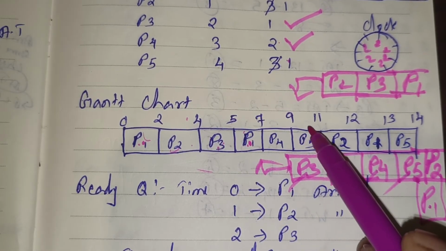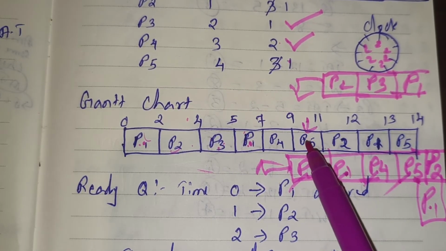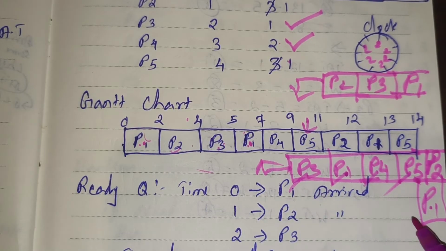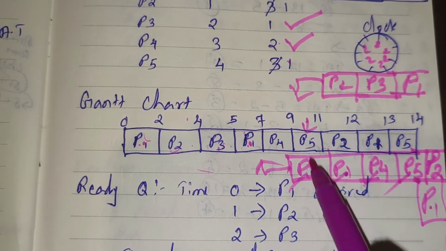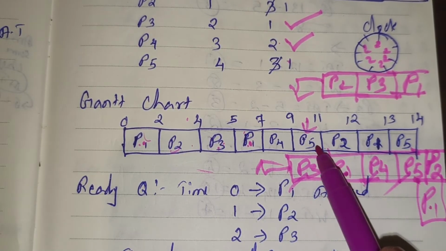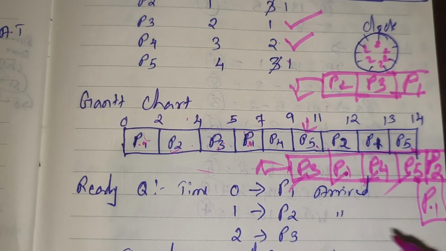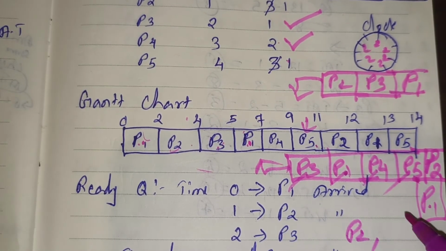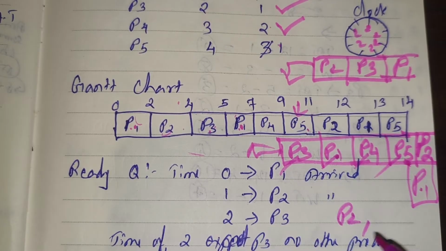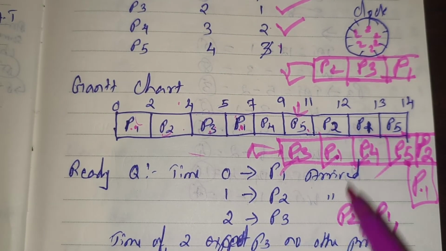When P5 is coming outside, you need to see here. Who are all in the queue? See, P5 is running inside. And after P5, who are all in the queue? P2 is there. So I am just taking this down. P2 is there. P1 is there.